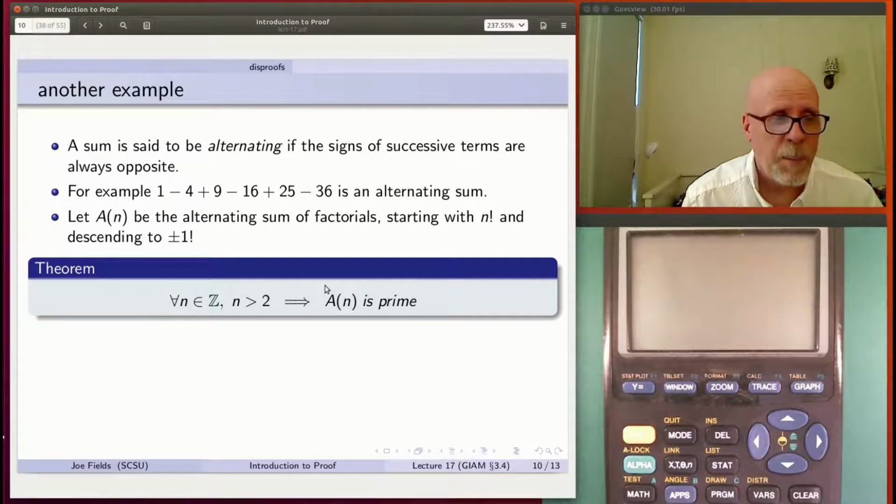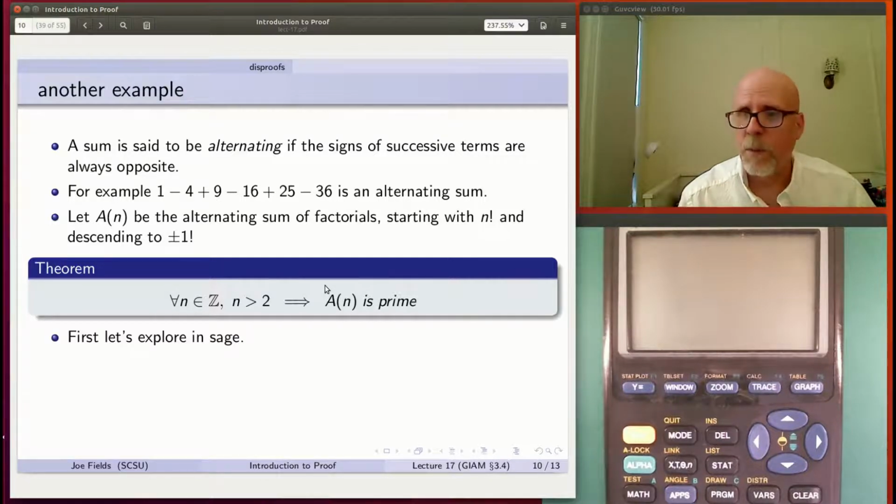I should probably label this with conjecture since it's actually not true, and it's sort of bad practice to label things as theorems that aren't true, but we're going to later disprove it, so that's fine. For all n in Z, if n is greater than 2, then A sub n is prime.